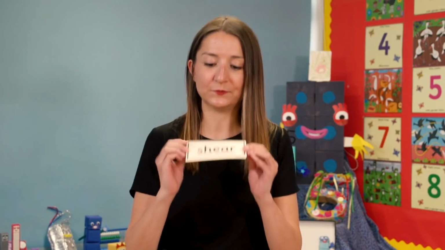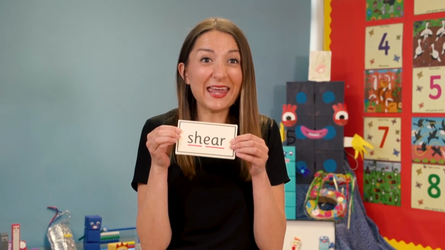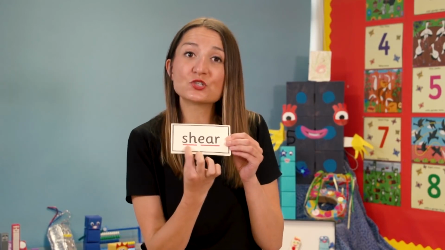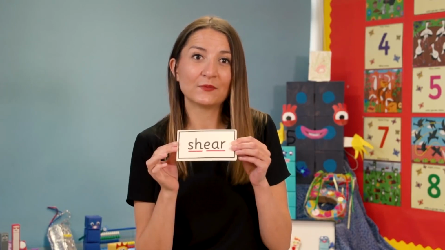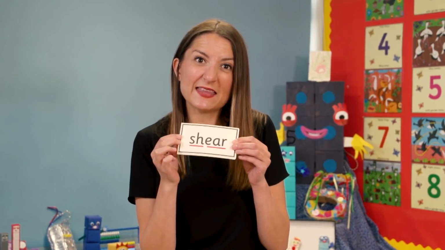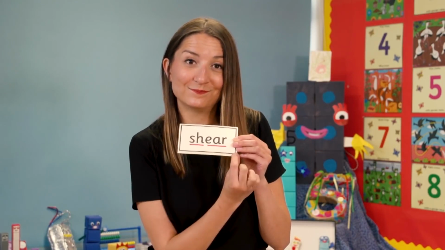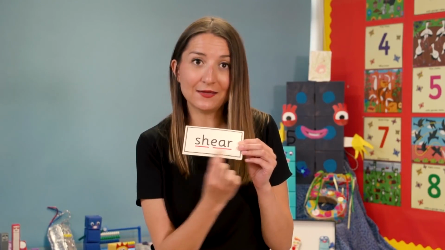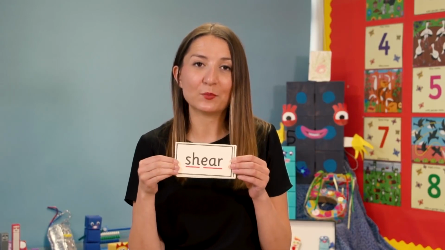Can you spot the digraph and the trigraph in this word? Yes, the digraph is sh and the trigraph is ear. Read each sound as I point and then blend it. Sh, ear, shear. The farmer decided to shear the sheep.